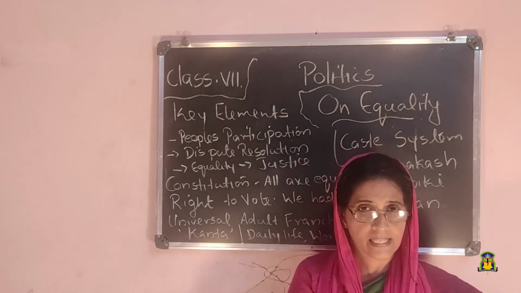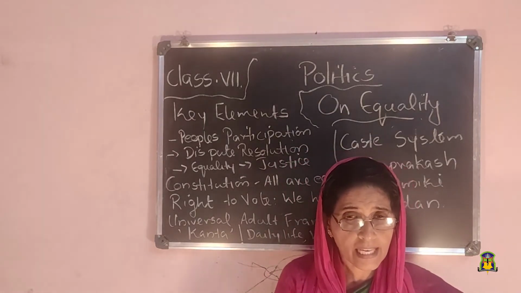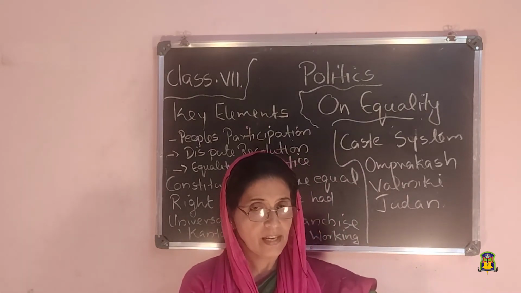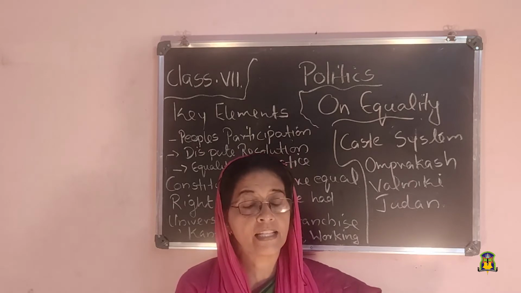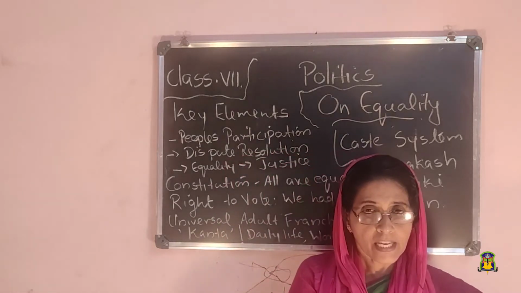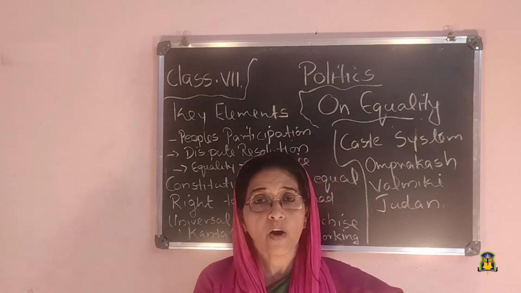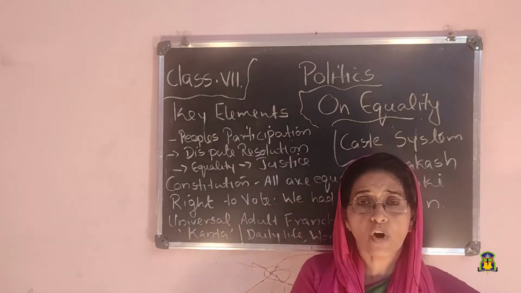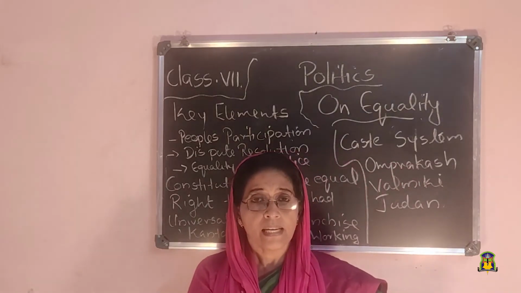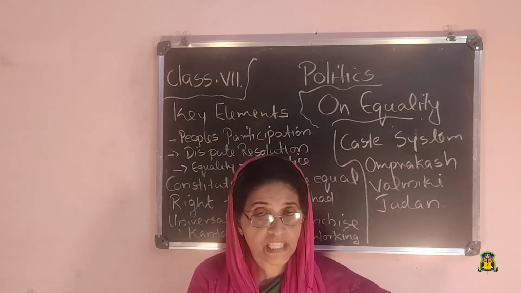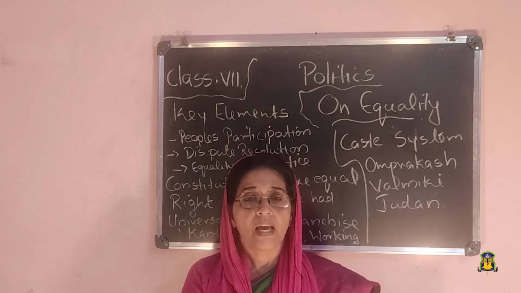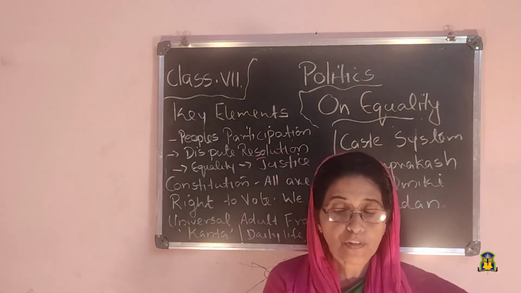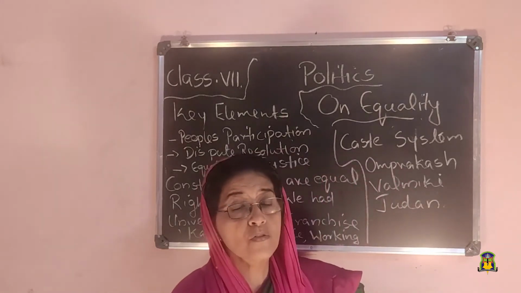In the previous year, you had already learned there are two forms of government. One is monarchy and another is democracy. In a monarchy, the king or queen rules the country. But in the case of a democracy, it is ruled by the elected representatives of the people. Otherwise, democracy is the government of the people, by the people, for the people.